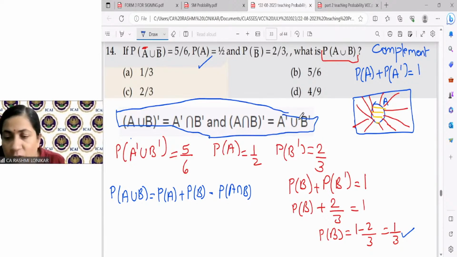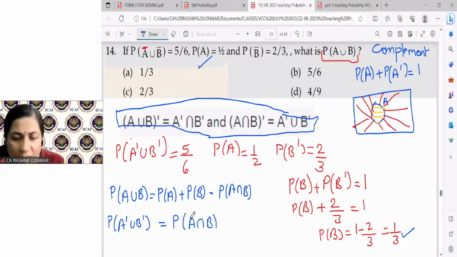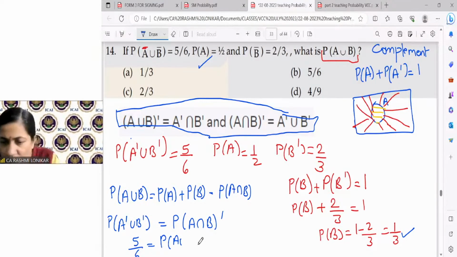What is A dash union B dash? A dash union B dash is A intersection B dash. So we will write P of A dash union B dash equal to P of A intersection B dash. How much is this? This is 5 by 6. So 5 by 6 is equal to P of A intersection B dash.